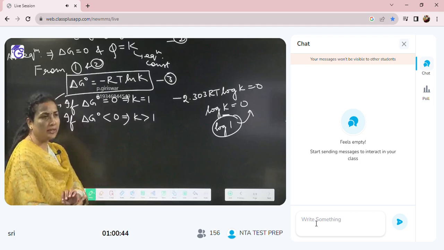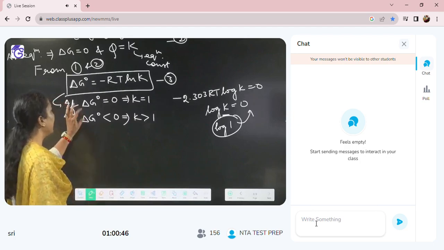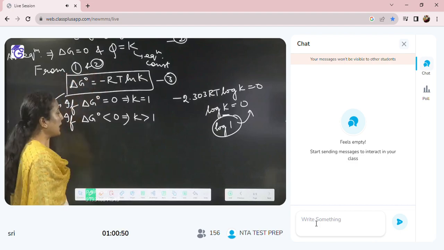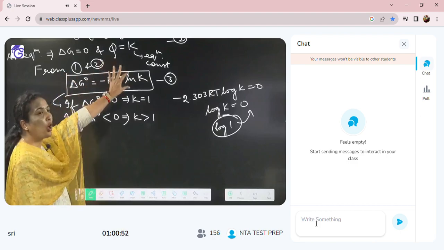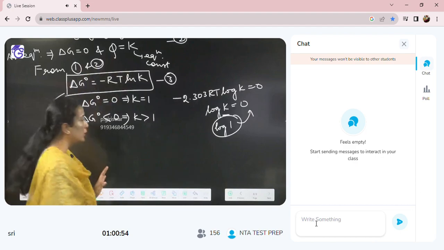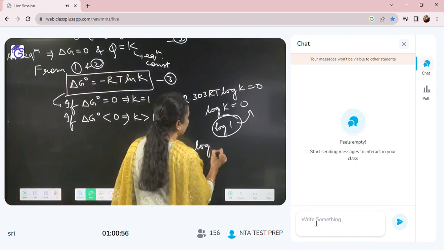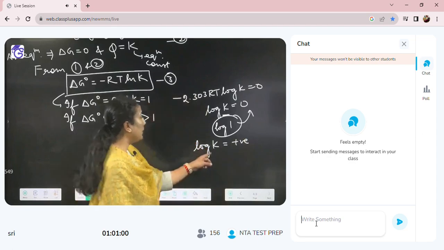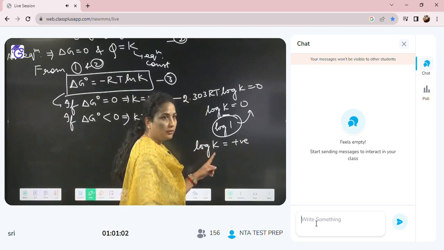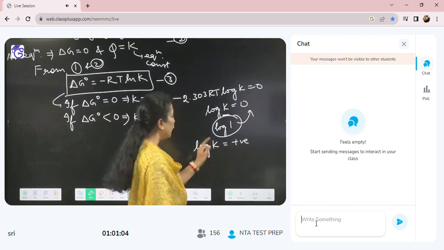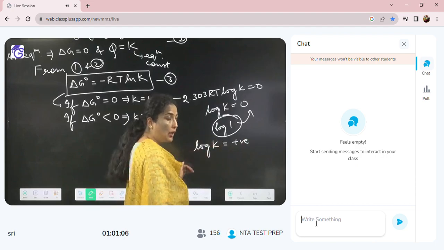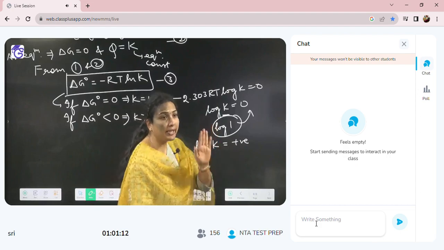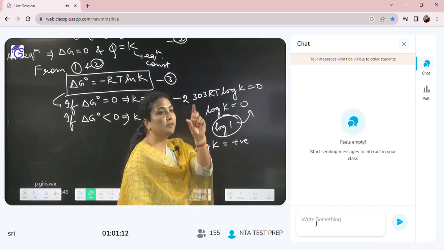Let us try to analyze this first of all. When I say delta G naught is less than 0, it is negative. Negative gets cancelled out, so eventually log K has to be some positive value. So I'm going to write down that log K should have some positive value. If I place K equal to 1, it will become 0. If I place a K value lesser than 1, it will become negative. If I place a K value greater than 1, then only log K will be positive.